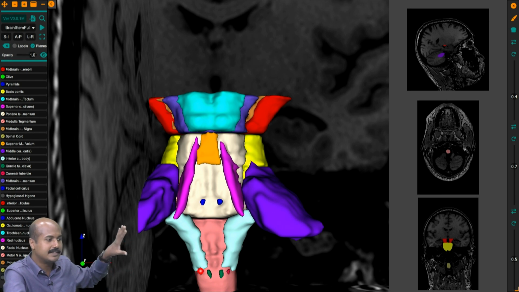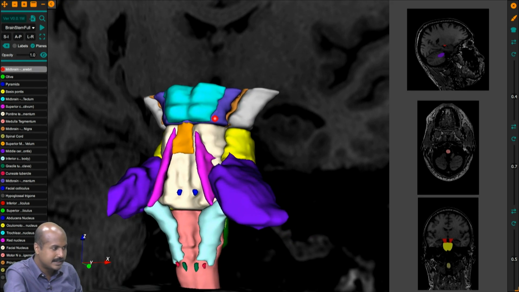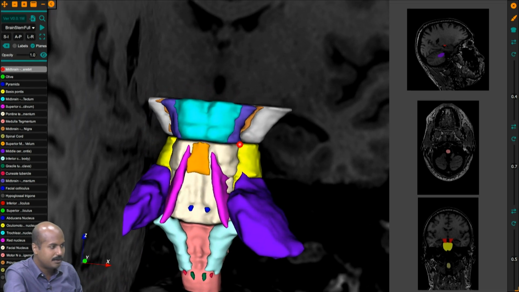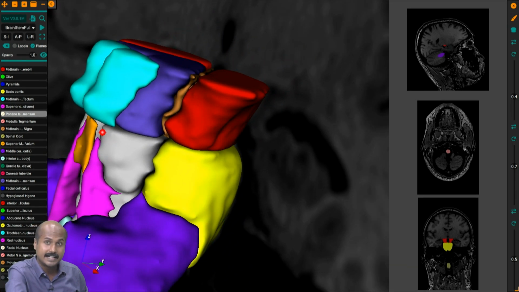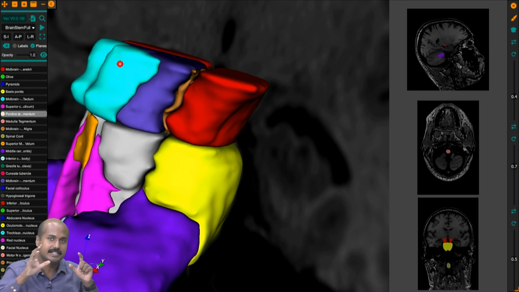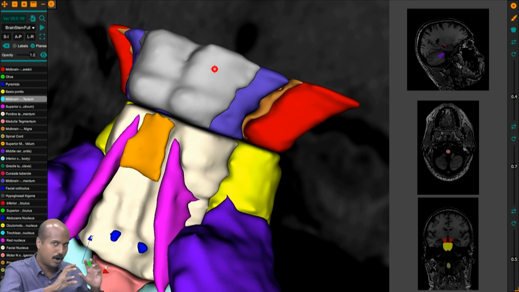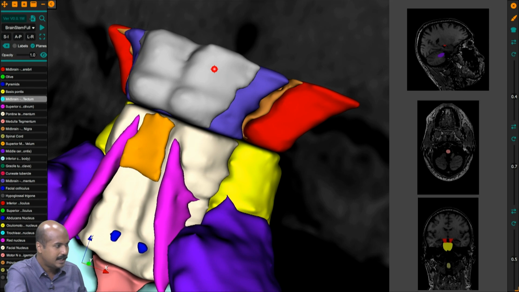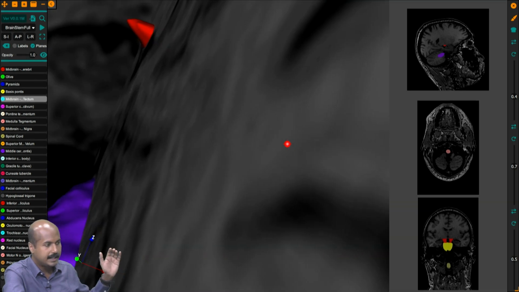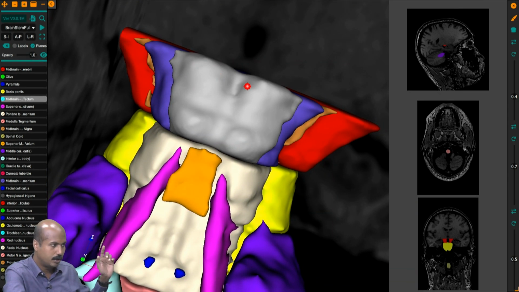And above that you can see the midbrain level with 4 elevations. These 4 elevations are very clearly seen if you turn it around. In a single view it is not appreciable, but if you turn it around you can see 4 bumps, the lower 2 bumps and the upper 2 bumps. It is called the tectal plate or the corpora quadrigemina. Quadri means 4, corpora means bodies. So you can see the corpora quadrigemina on the posterior aspect. The upper 2 elevations are called the superior colliculi, and the lower 2 elevations are called the inferior colliculi. Okay, so that is what you are seeing over there.